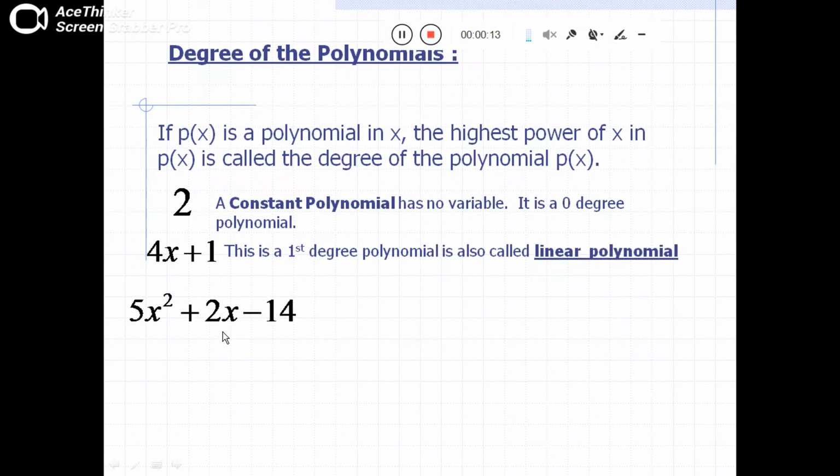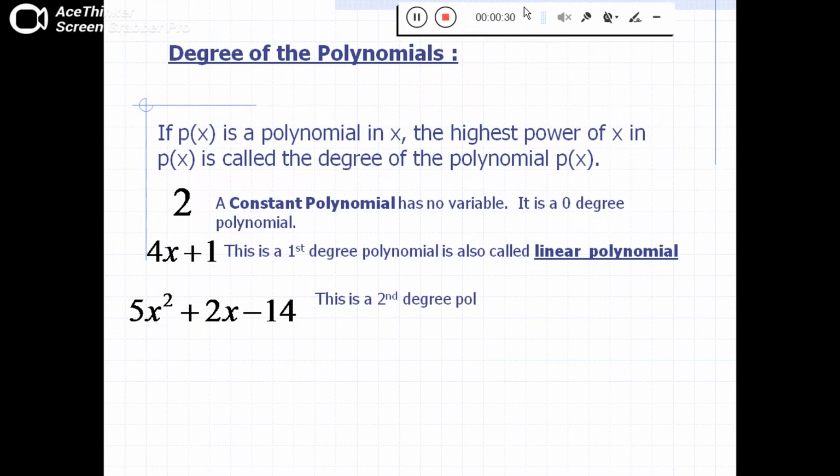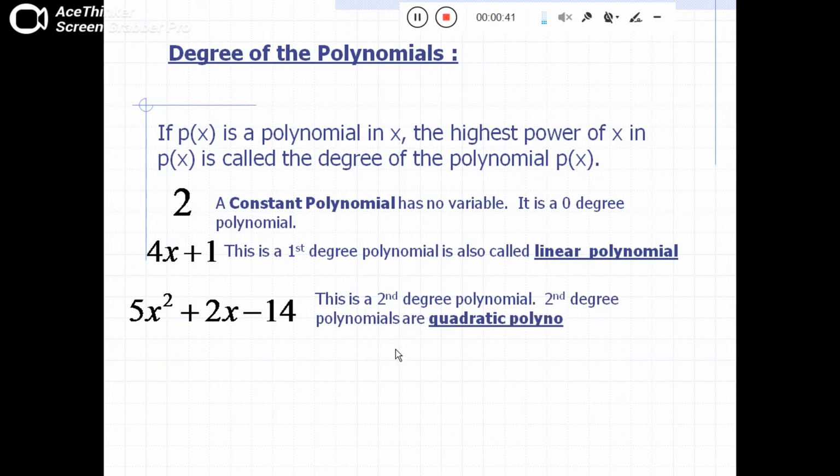Next is 5x square plus 2x minus 14. It is a trinomial, but in this only one variable is there and the highest power of this variable is 2. So this is a second degree polynomial, and this second degree polynomial is called a quadratic polynomial also. So based on degree, there are a few polynomials that you have to learn also. And the next is a binomial example, 3x cube minus 8. Variable is x. Highest power of x is 3. So it is a third degree polynomial, and this third degree polynomial is called a cubic polynomial also.